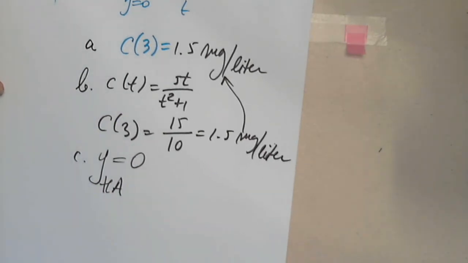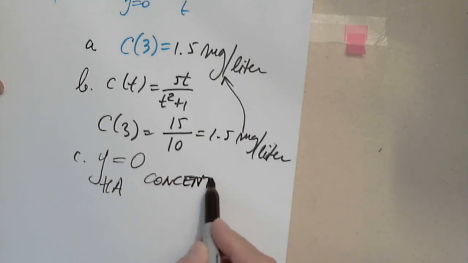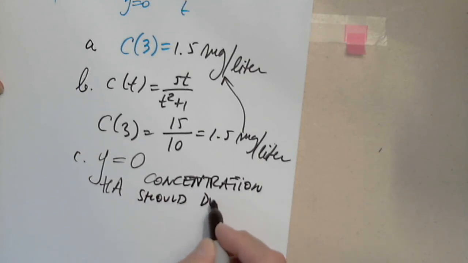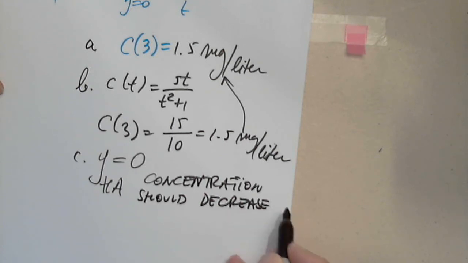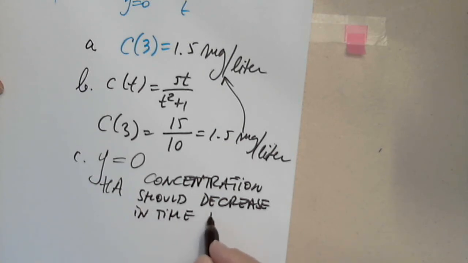Why do we hope that this is the case? Because the concentration should decrease. The concentration of the medication in the bloodstream should decrease in time to 0. That's what we expect and hope for.